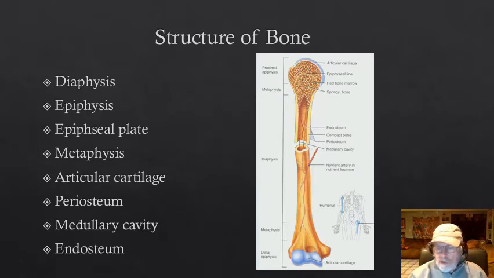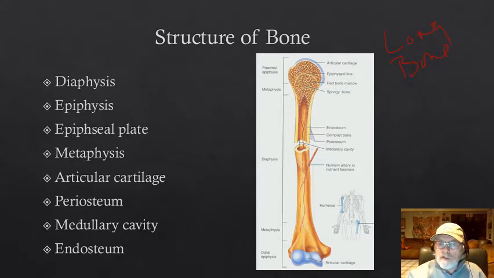First of all, when we look at a bone, and this is again a long bone, we talked about long bones a little bit before. So here's a long bone. And the long bone has multiple different parts to it. We're going to go through each of these: the diaphysis, the epiphysis, the epiphyseal plate, the metaphysis, the articular cartilage, the periosteum, the medullary cavity, the endosteum. So we'll describe each of these and what each of these means.